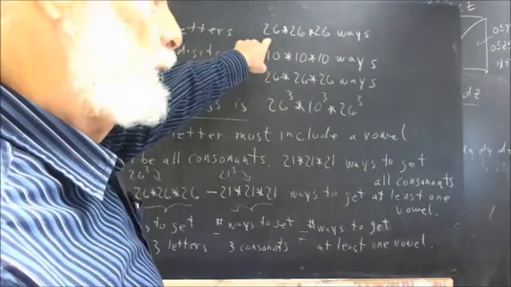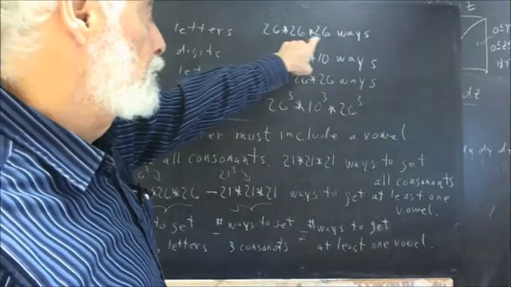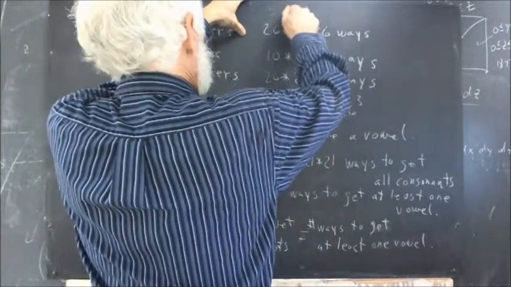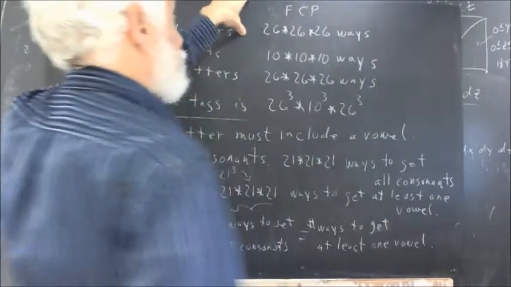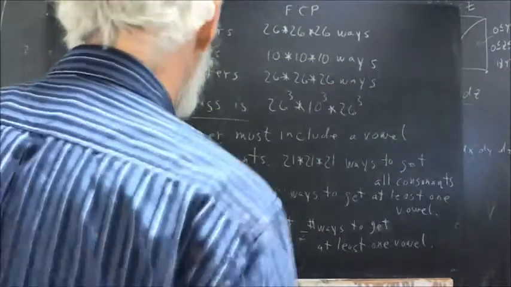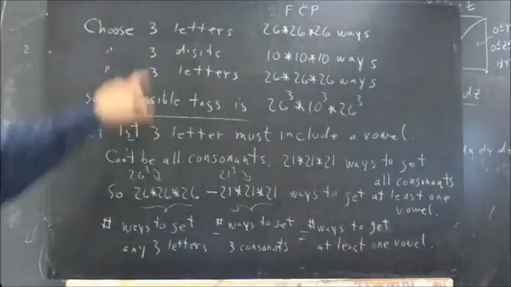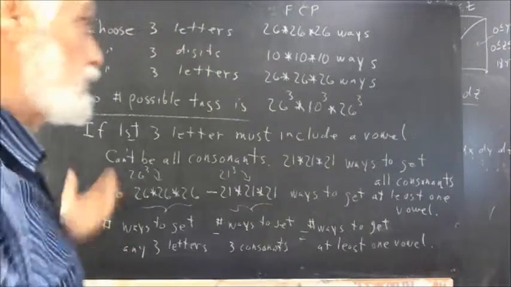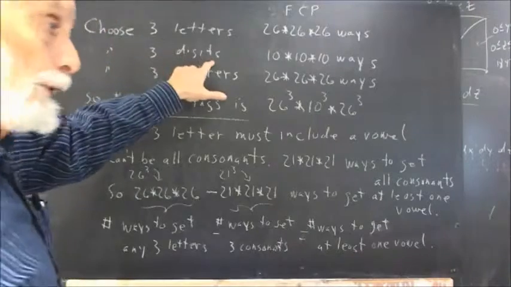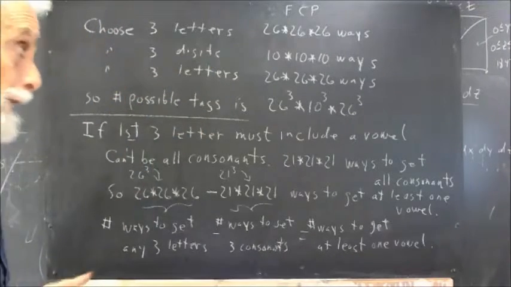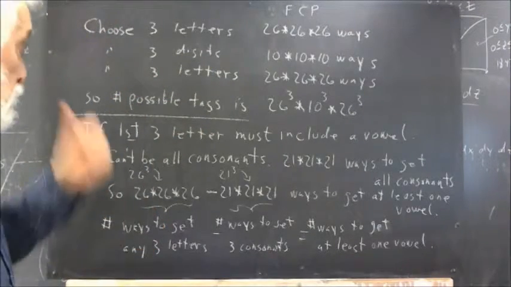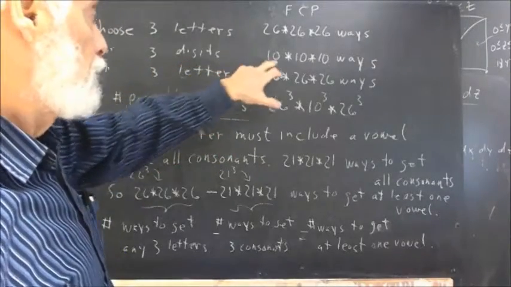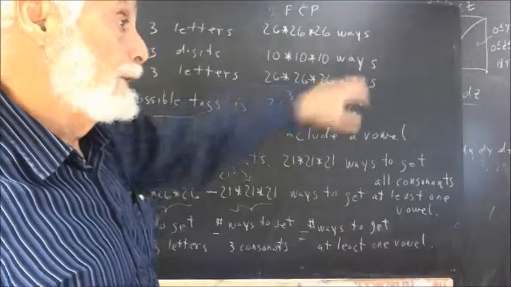So there are 26 choices for the first, 26 for the second, 26 for the third. That's the fundamental counting principle, which applies here. So there are this many ways. And then 3 digits, well, there are 10 digits, 0 through 9. You can start with a 0 because this isn't going to be interpreted as a number. It's just 3 characters on your license tag, and there'll be 10 times 10 times 10 ways.